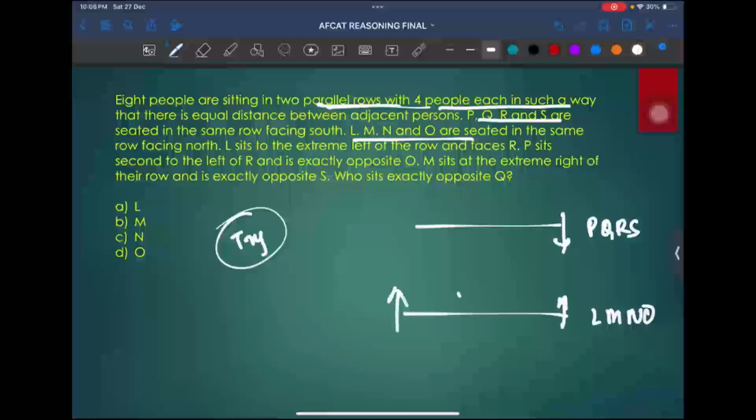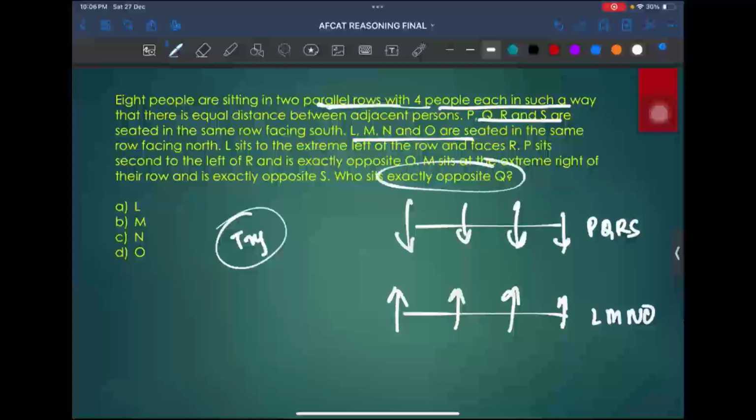Try to solve it fast. The question is asking who is sitting exactly opposite of Q. Try to solve this. I'll just take 5 minutes of your time and try to give a brief introduction of clock and calendar.